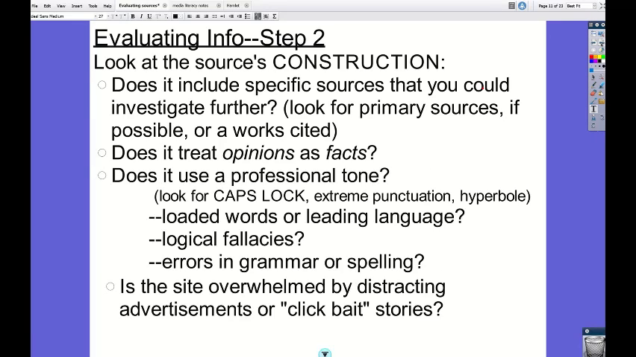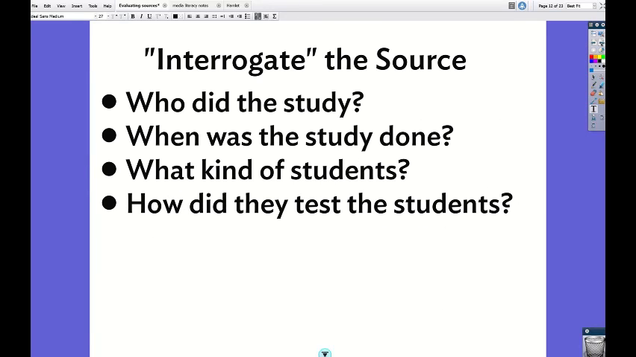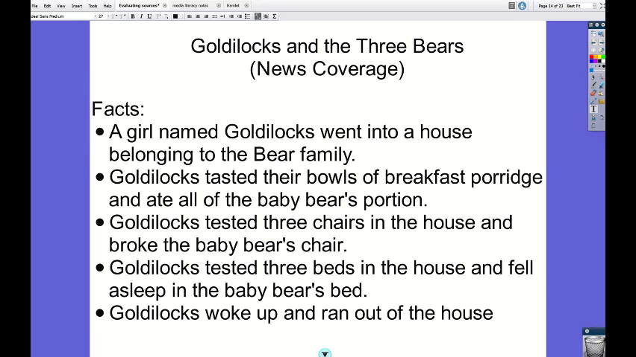So to talk about these things having to do with style and thinking about bias, we are going to take a look at the story of Goldilocks and the Three Bears. We're going to pretend this is an event that we are covering as news. So this is our page of the facts, in case you are unfamiliar with the story of Goldilocks. These are worded in, honestly, I think as neutral a way as is possible.